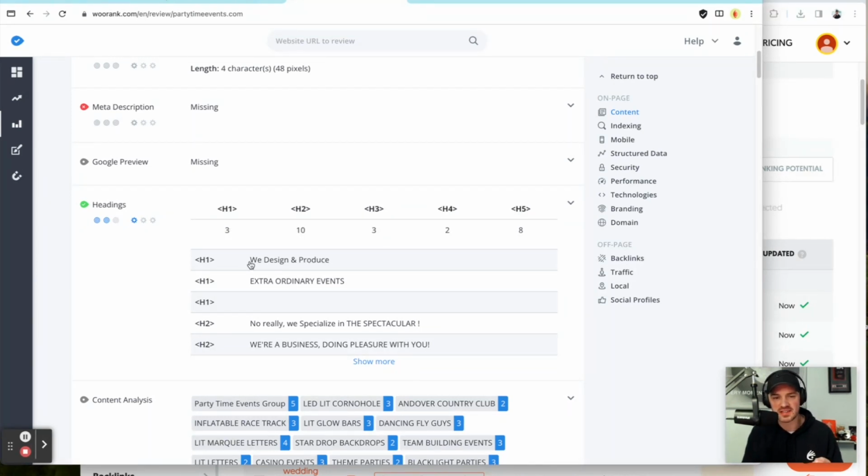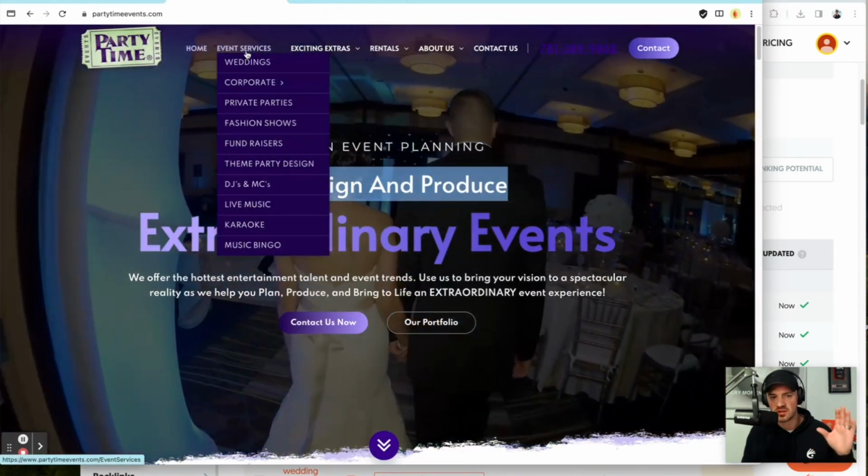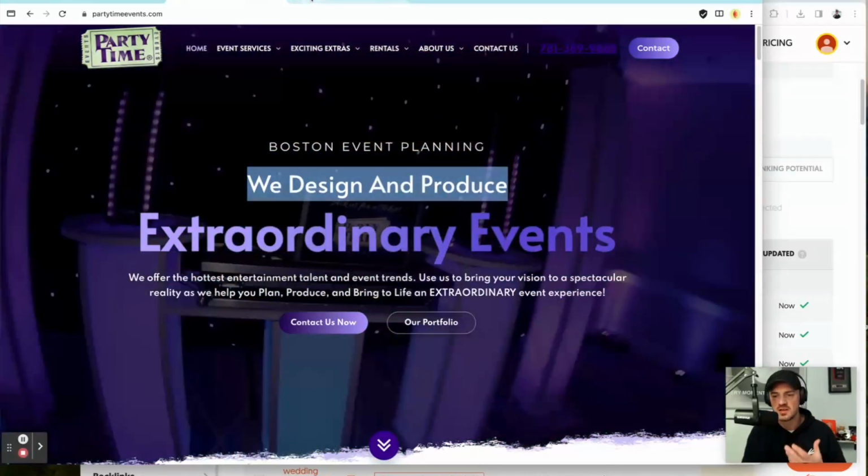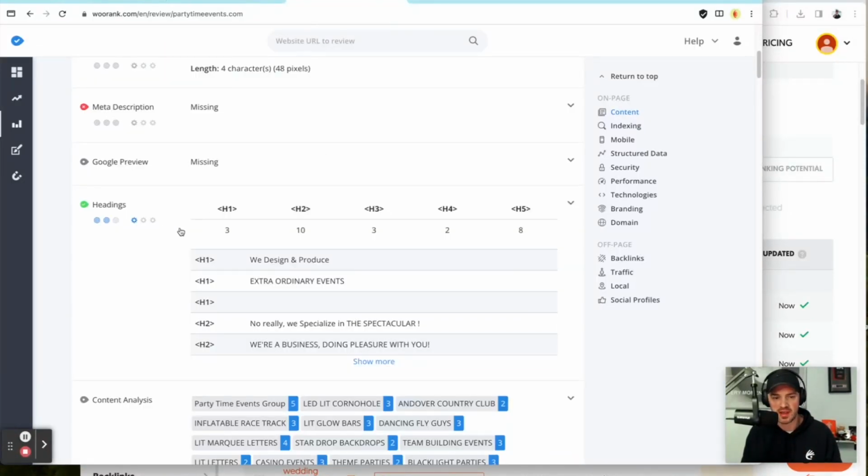And in this case, these H1s have nothing to do with the website. So it says "we design and produce extraordinary events." So the word events is in there, which is important, but there's no other substance around it. There's no other extra phrases or terms that tell more about the services. And then there's actually a blank H1. So this should be something more in line with the actual event services or the rentals or something to that extent, so Google can score the website in that way.